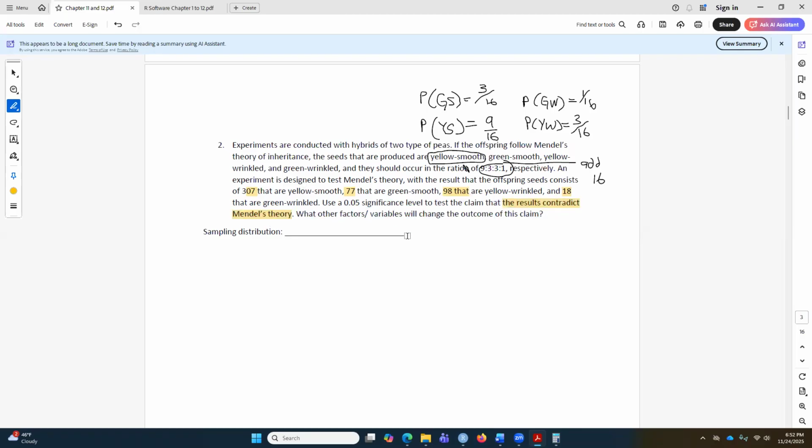What other factors or variables will change the outcome of this claim? Now, the first thing is the word contradicts. What do you guys think? Equal or not equal? Not equal. Yes.